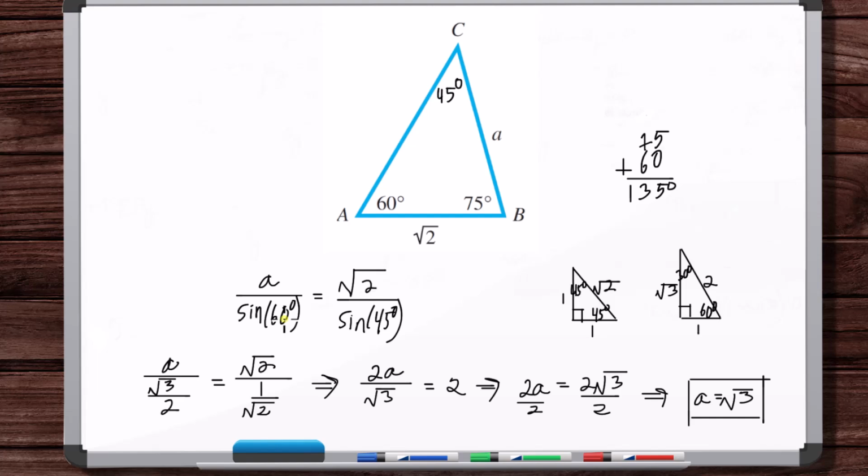Now you might say, well, doesn't this come into play with the law of cosines as well? No, it actually doesn't. There's only one situation with solving oblique triangles that's ambiguous, and that's the law of sines.